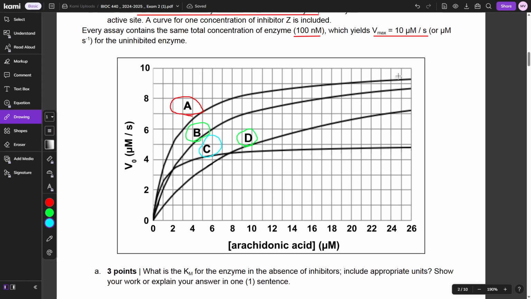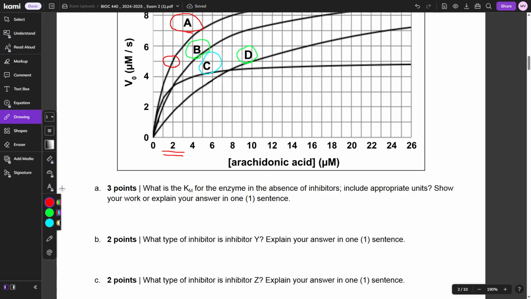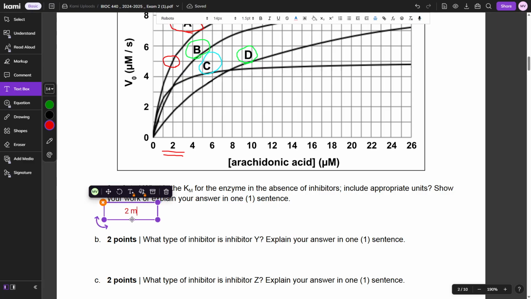So if we look at this, 10 is up here. Where is 5? 5 is around here, right? 5 is here. And if 5 is there, then we're looking at the concentration there, and it's around 10 micromolar. Or sorry, 2 micromolar. It's around 2 micromolar, so we're going to say it's 2 micromolar.